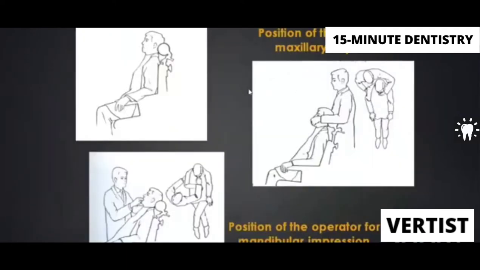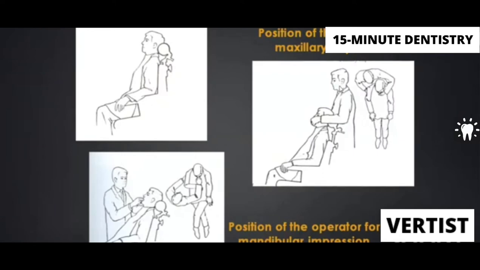So before we start with our border molding, quickly see whether you are seating the patient correctly. Whenever we seat the patient, the head should be well supported. Always ensure that you don't cause any discomfort to the patient. Whenever we are doing maxillary border molding or maxillary impression, you should be standing behind the patient, not in front of the patient. If you see over here, you are standing behind the patient. Your position should be 11 o'clock or 12 o'clock, behind the patient. For the mandibular, you are standing in front of the patient, okay?